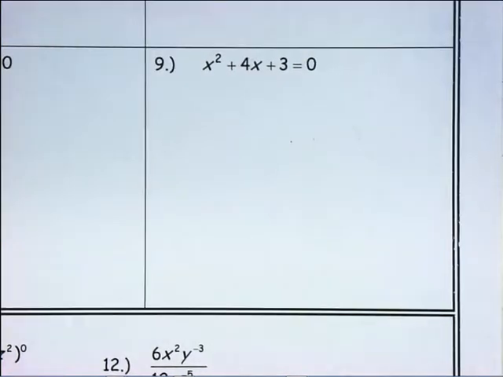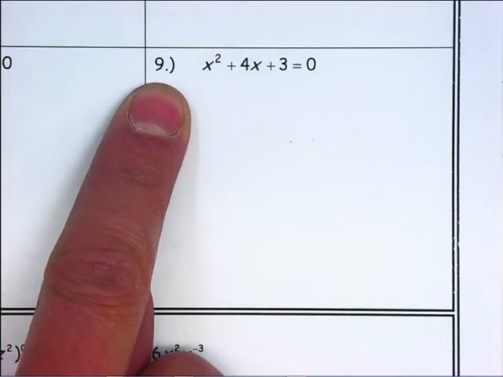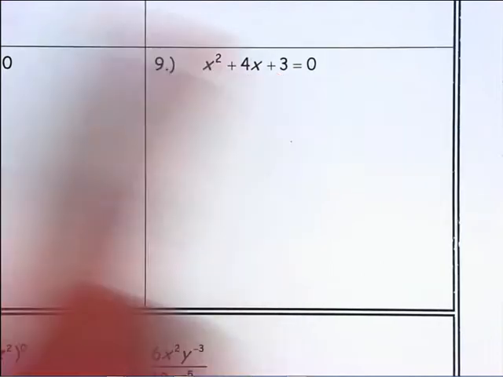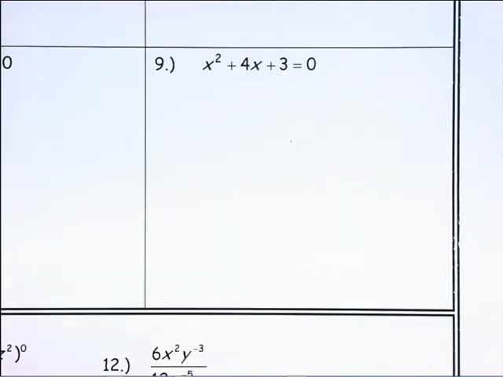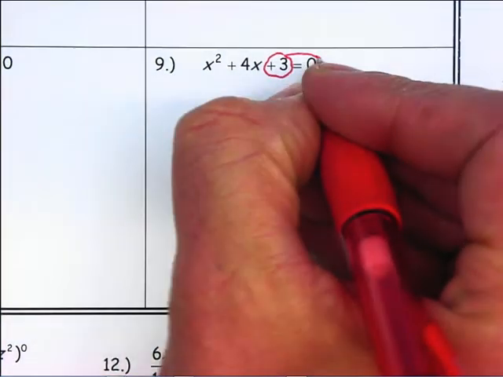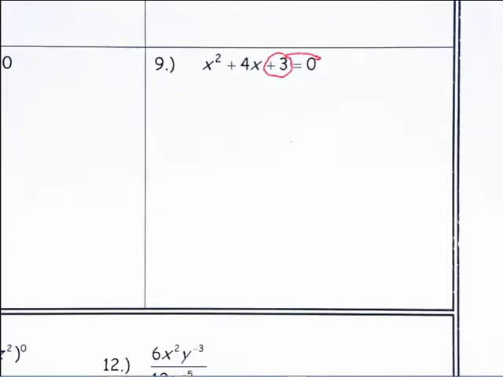So now, before you take the quiz, let's take some time to review what we learned today and also some of the exponents. In problem number 9, we need to be able to complete the square. The first thing is to move the number 3 to the right, and we're going to leave the x's on the left-hand side.